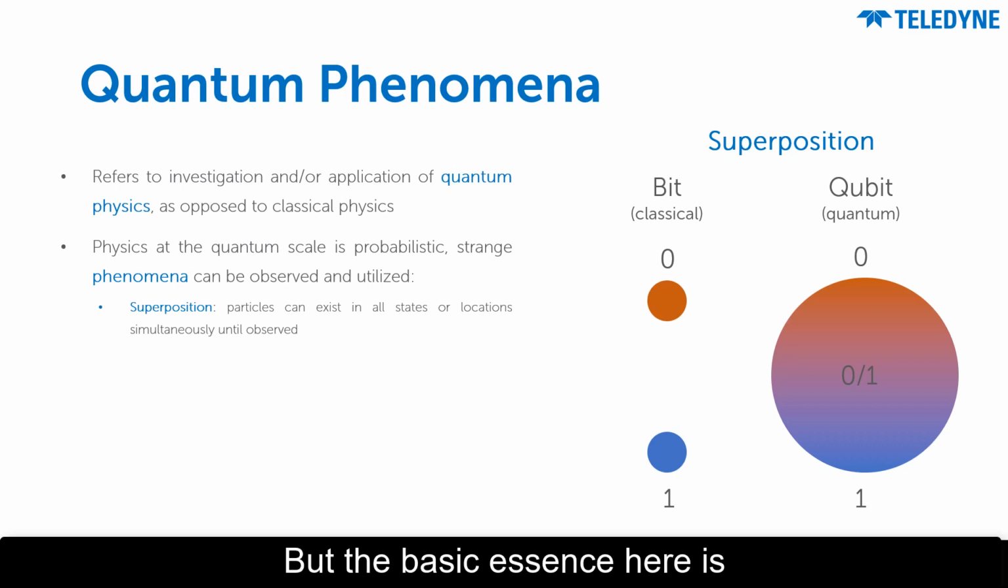But the basic essence here is that the qubit is operating in a different way to the classical bit because of superposition. These qubits can exist in a 0, 1, or both state until observed, and this gives them more complexity.